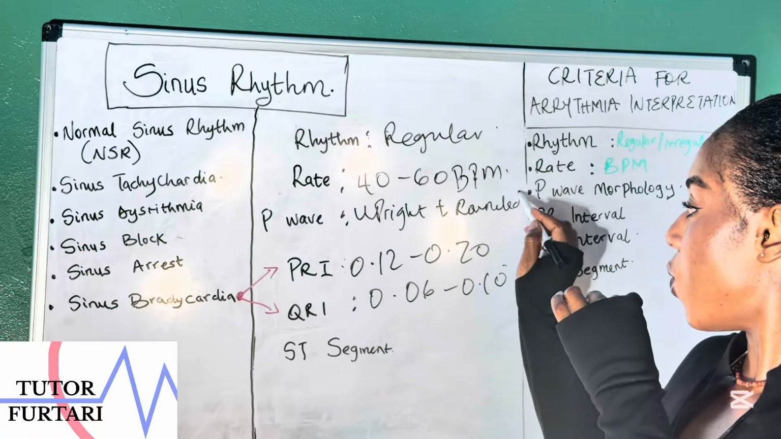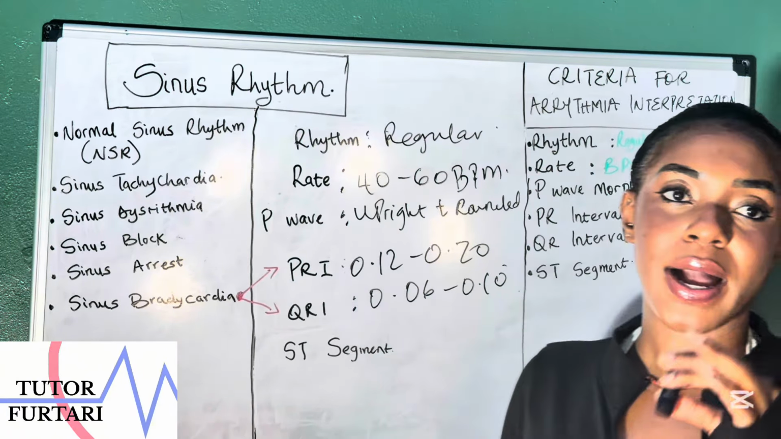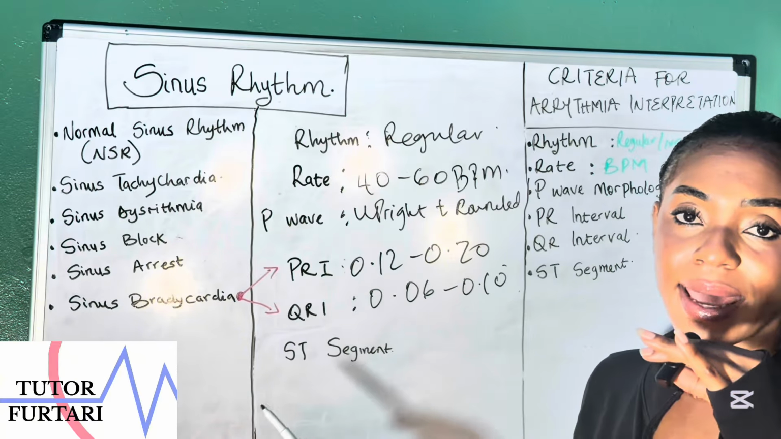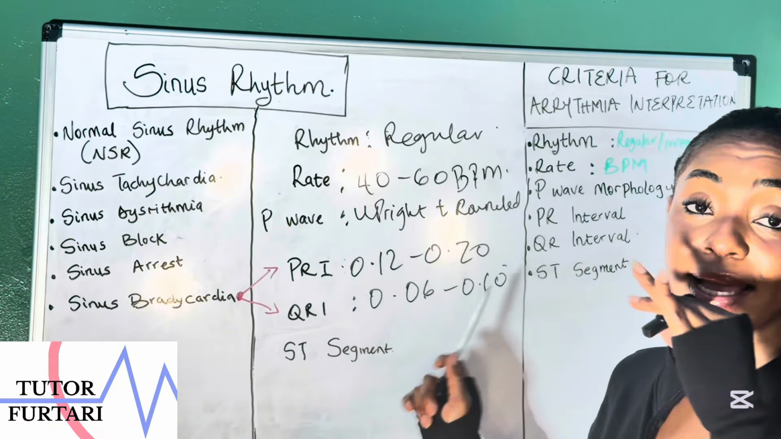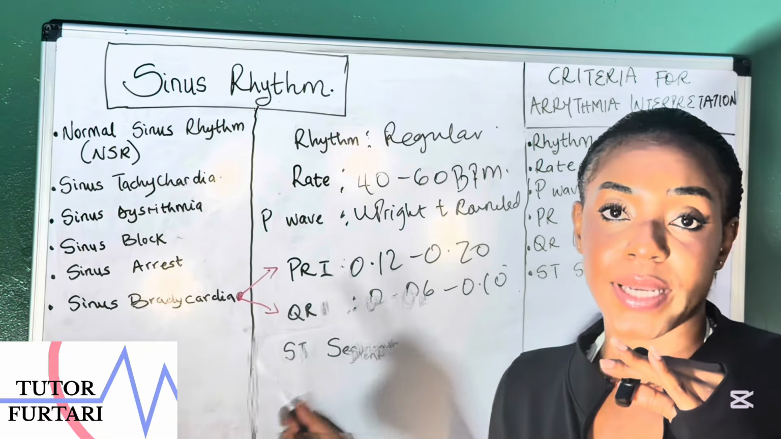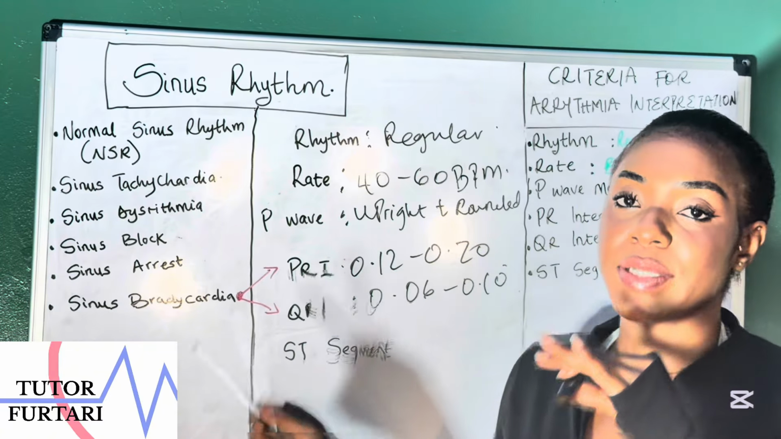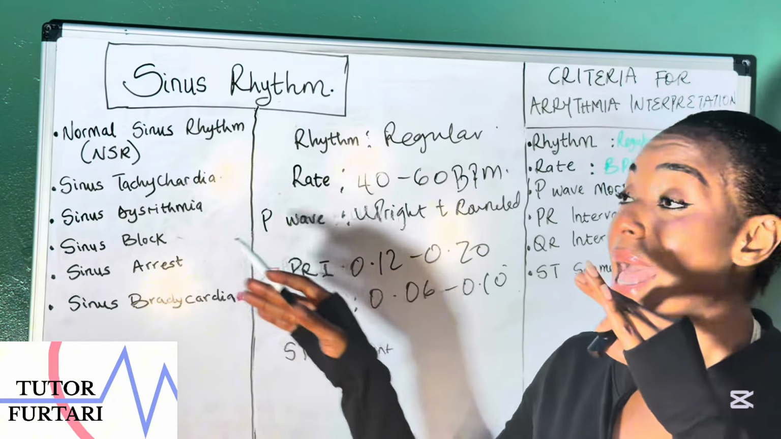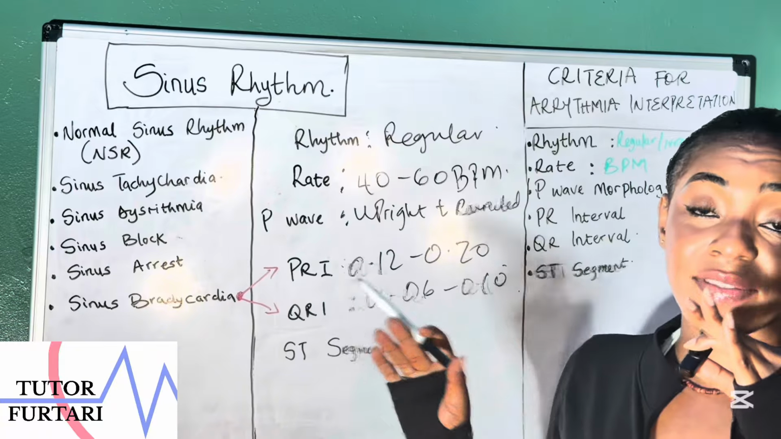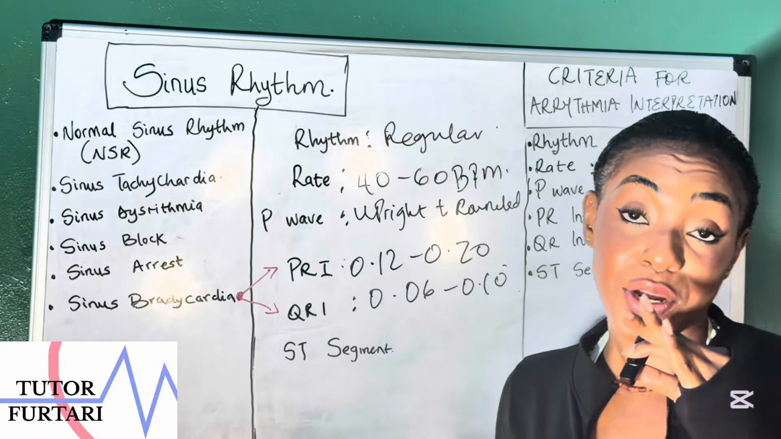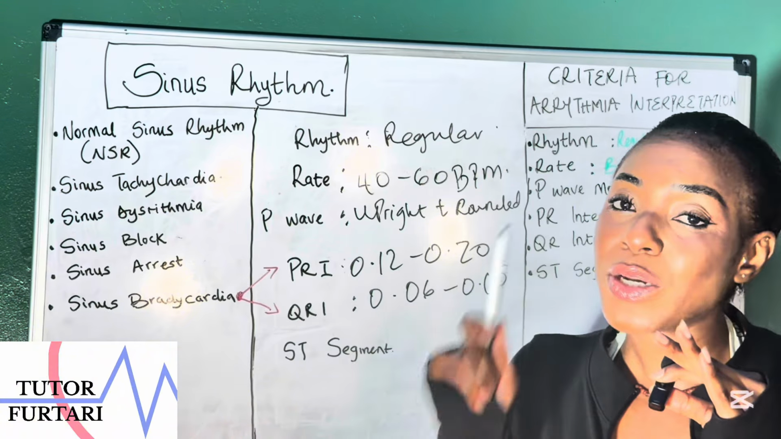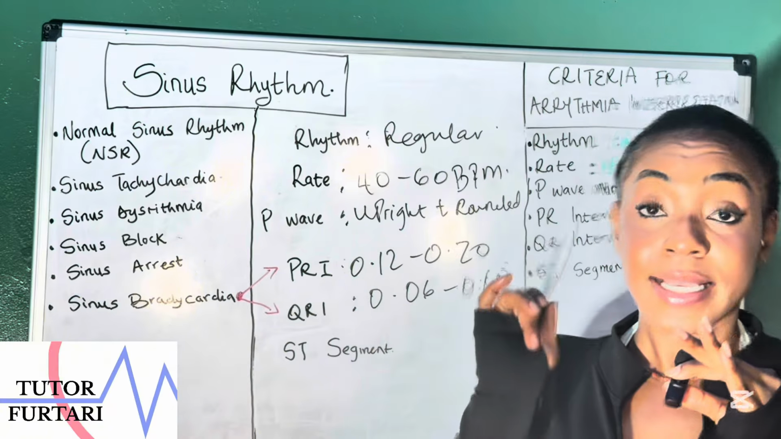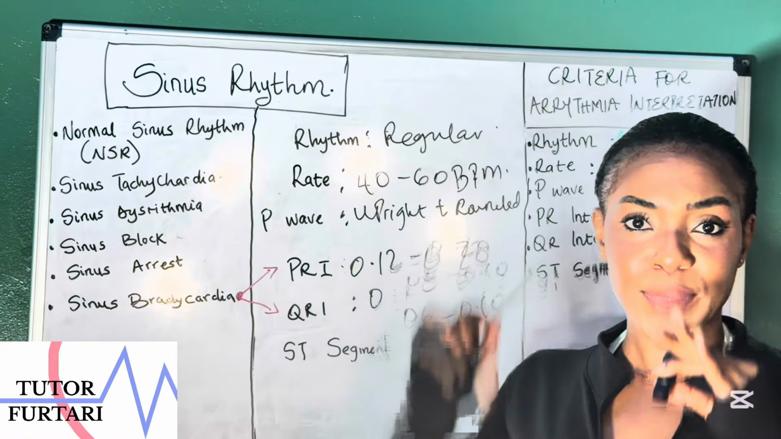And don't forget, one P wave for every QRS. Just have it at the back of your mind. The majority of sinus rhythms have the same PRI and QRS. PRI is 0.12 to 0.20, QRS 0.06 to 0.10. Most of these sinus rhythms, tachycardia, dysrhythmia, bradycardia, block, and arrest, have a P wave that is upright and round, one P wave for every QRS, and a PRI of 0.12 to 0.20.